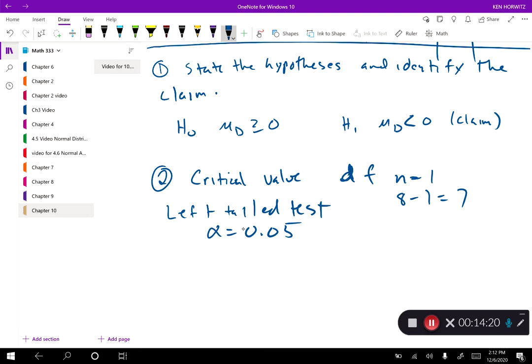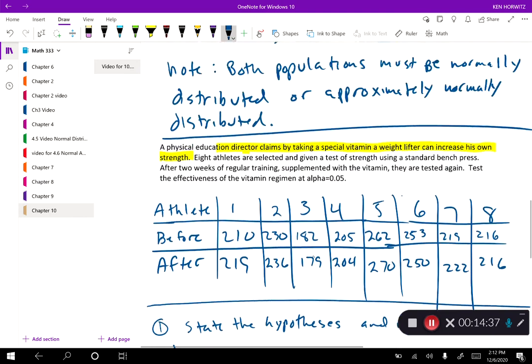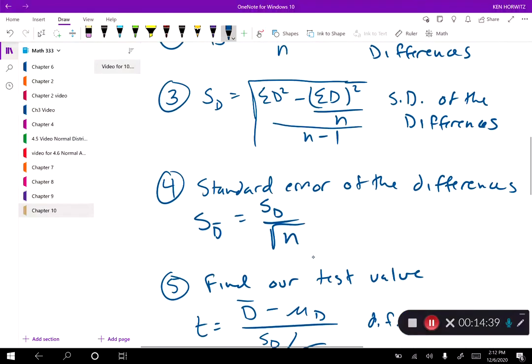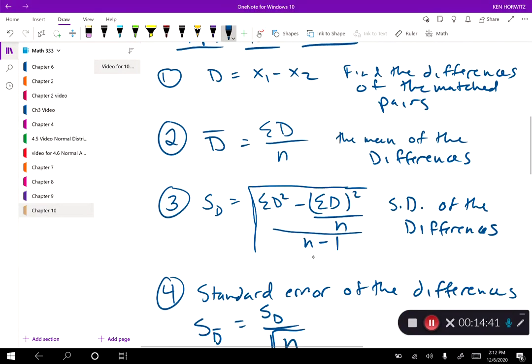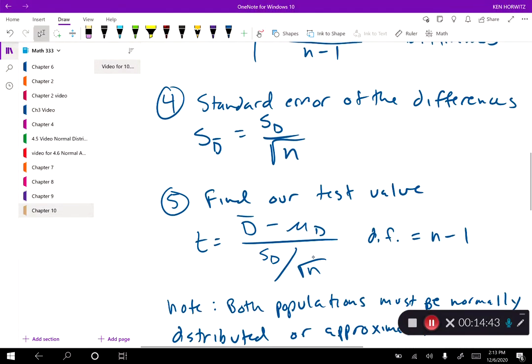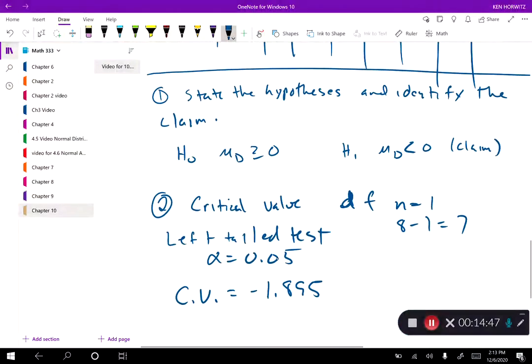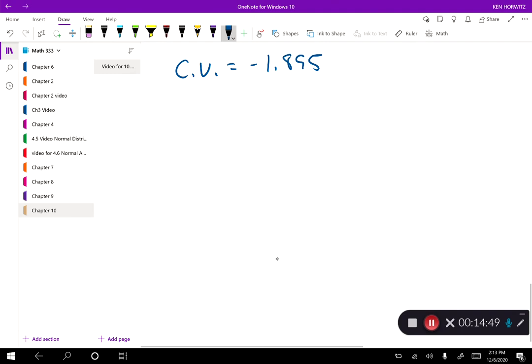All right, so I got a critical value of negative 1.895. I hope you got the same. Now for the test value, all the stuff we did up here is going to come into play. We need our standard deviation, we need the average of our differences, and all that kind of stuff.